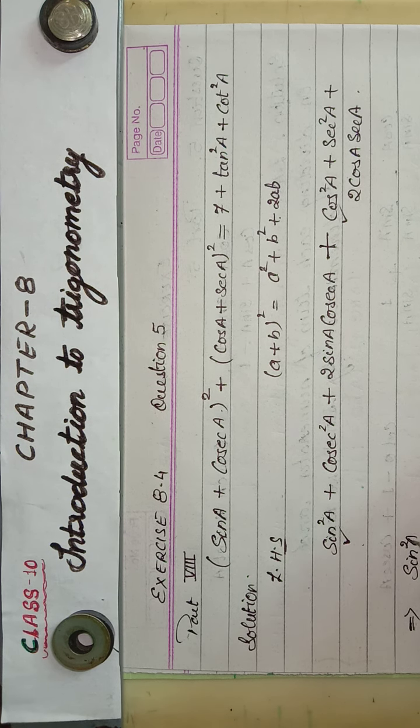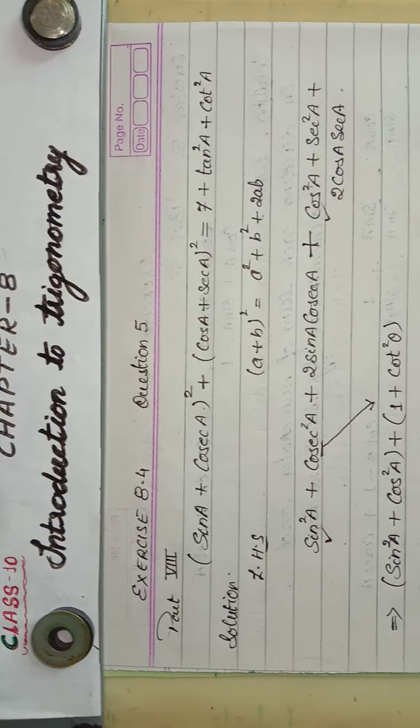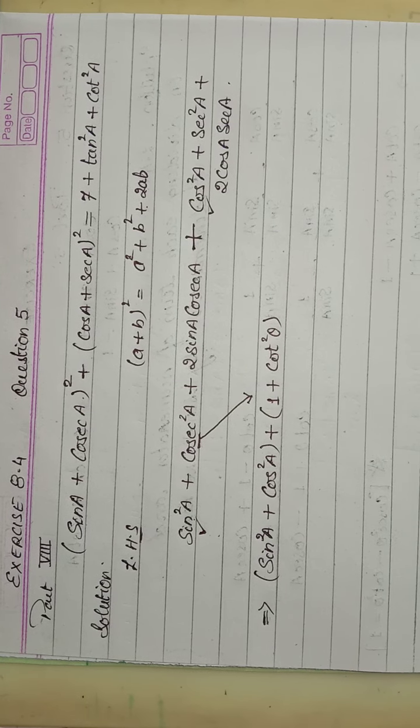sin square theta plus cos square theta, these are taken out in one group. Then again, you can see here cosec square theta, which I am going to convert. We have converted this cosec square theta into 1 plus cot square theta. You can see here 1 plus cot square theta.